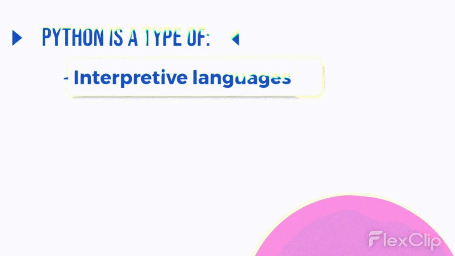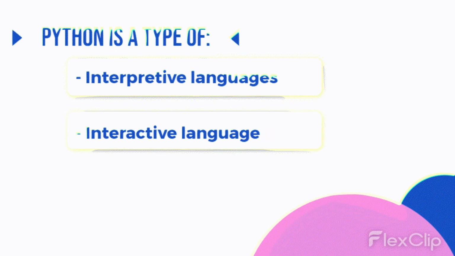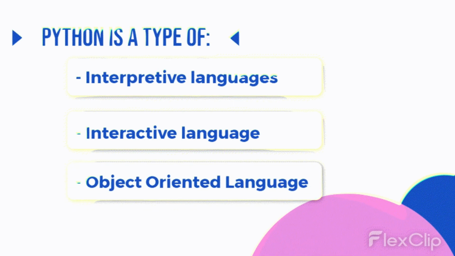Python is a type of interpretive language. Compilation is not included in the development process, similar to PHP and Perl languages. Interactive language: you can execute code directly after a Python prompt, just like in a conversation with an interpreter. Object-oriented language: Python supports object-oriented styles or object-oriented programming techniques that encapsulate code.